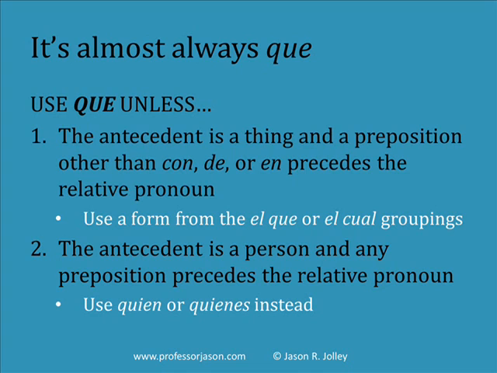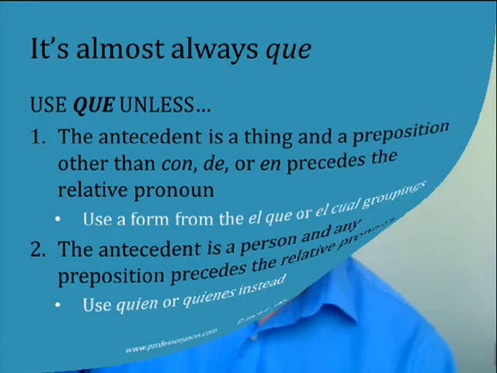In fact, you can always use que unless the antecedent is a thing and a preposition other than con, de, or en precedes the relative pronoun. In these cases, use a form from the el que or el cual grouping instead. Or if the antecedent is a person and any preposition precedes the relative pronoun, then use quien or quienes. So of course, this streamlined approach works fantastically well as long as we always know whether or not we need a preposition. But that's a topic for an entirely different video lesson.